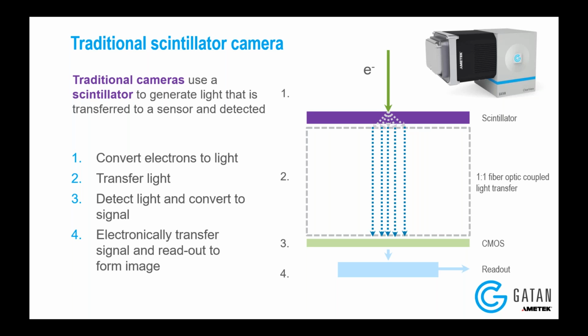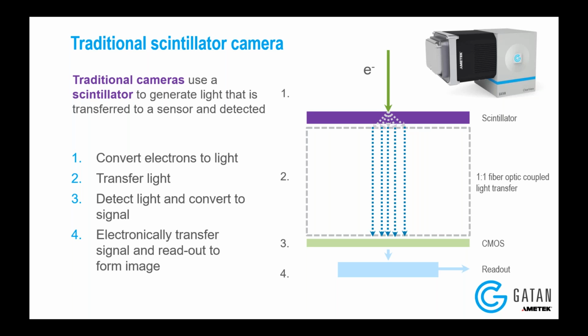Now, in order to detect that light at the sensor level, there needs to be a coupling mechanism of the light from the scintillator into the CMOS. And that's another important aspect that I introduced one or two slides ago about whether you have fiber optic coupling or lens coupling, etc. But the idea is that you're generating light to detect in the sensor.